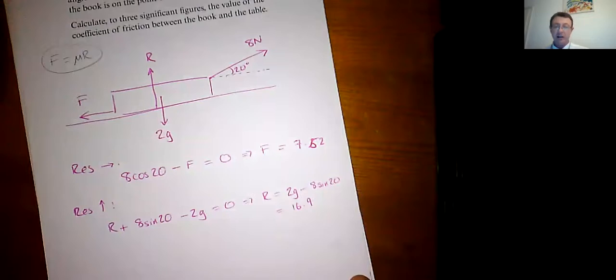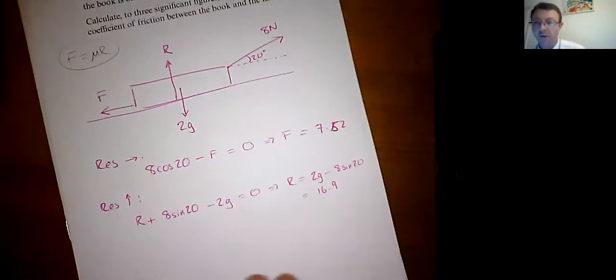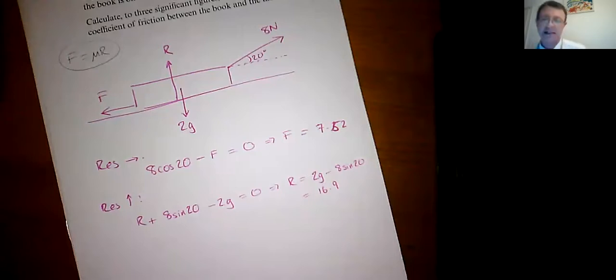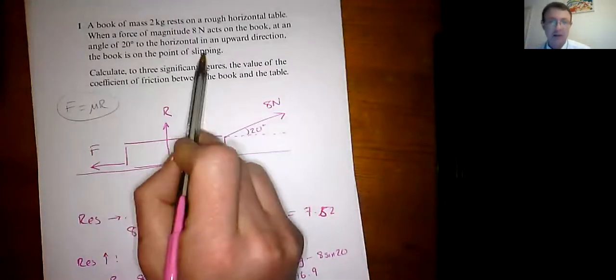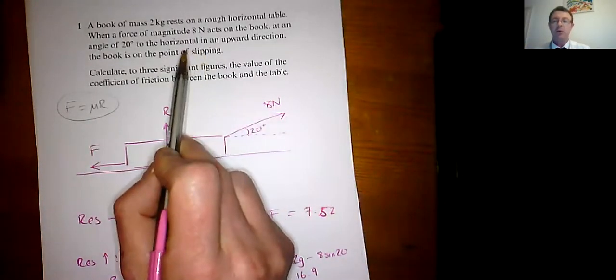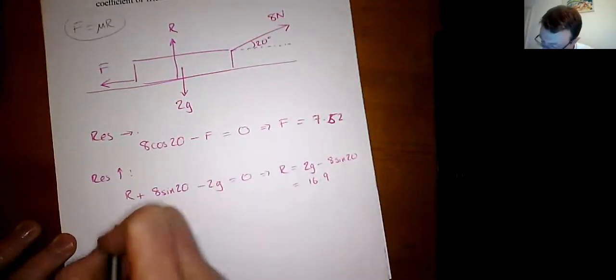So that's it then. Because I know now, F equals mu R. Why is it F equals mu R? Why is it not F is less than or equal to mu R? I'll tell you why. Because it says here, on the point of slipping. So that means F equals mu R. It's limiting equilibrium. So I'm going to use F equals mu R.